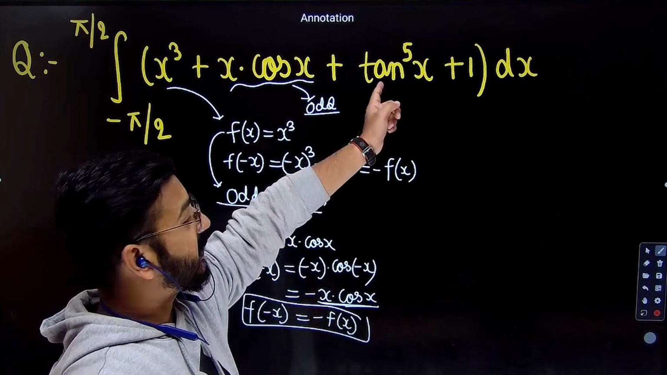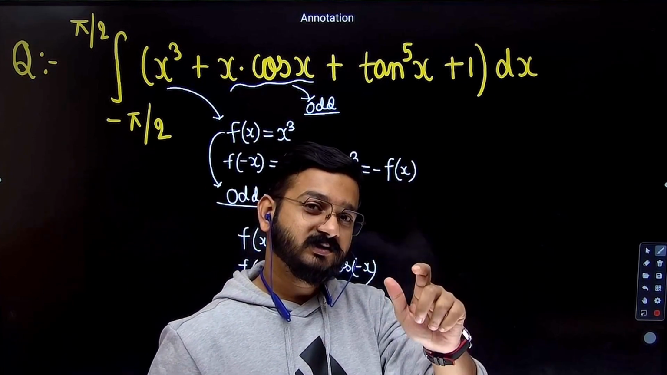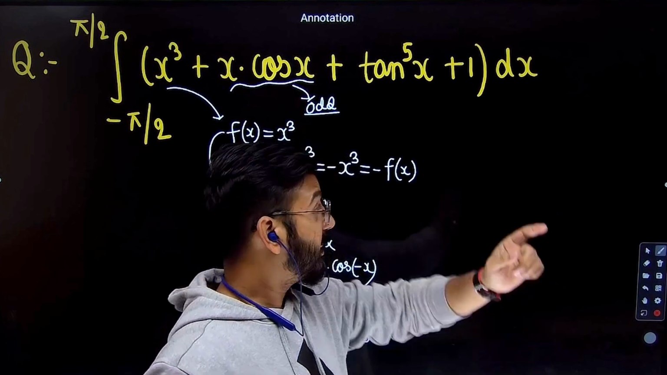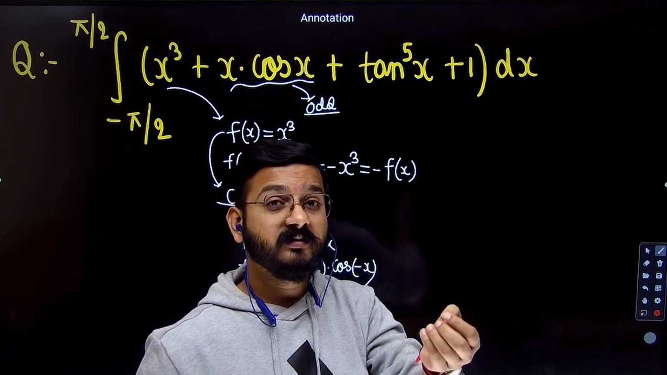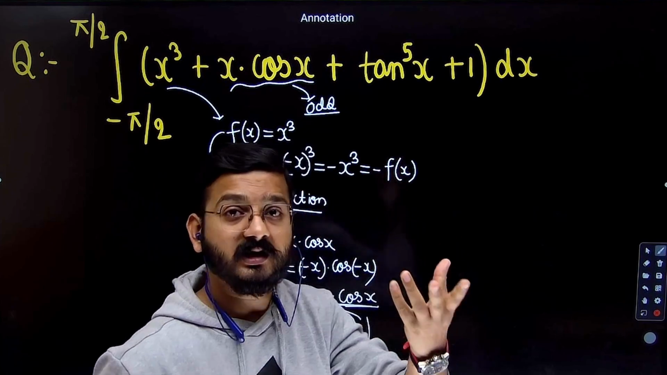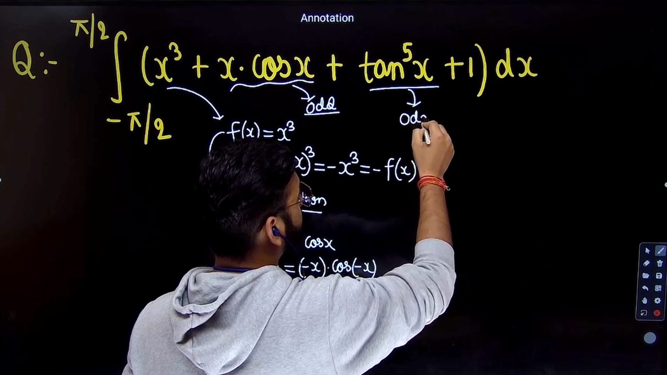Now let's talk about tan x to the power 5. If you remember, tan of minus theta is minus tan theta, and that has an odd power. So minus 1 to the power 5 will be what? Minus only, correct? So for this also it will be odd.